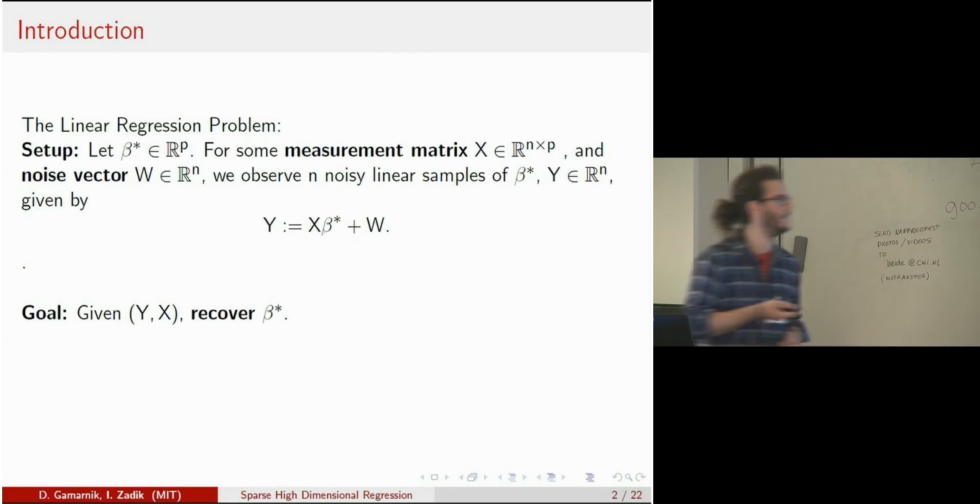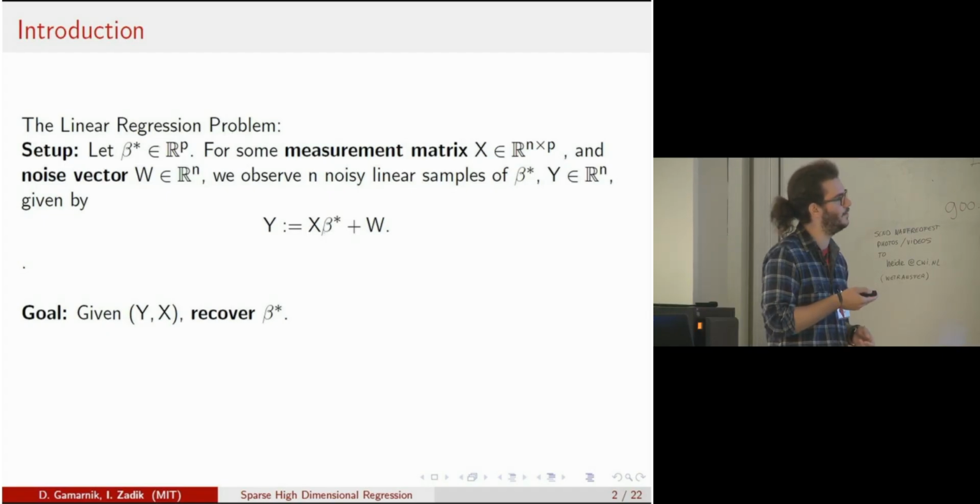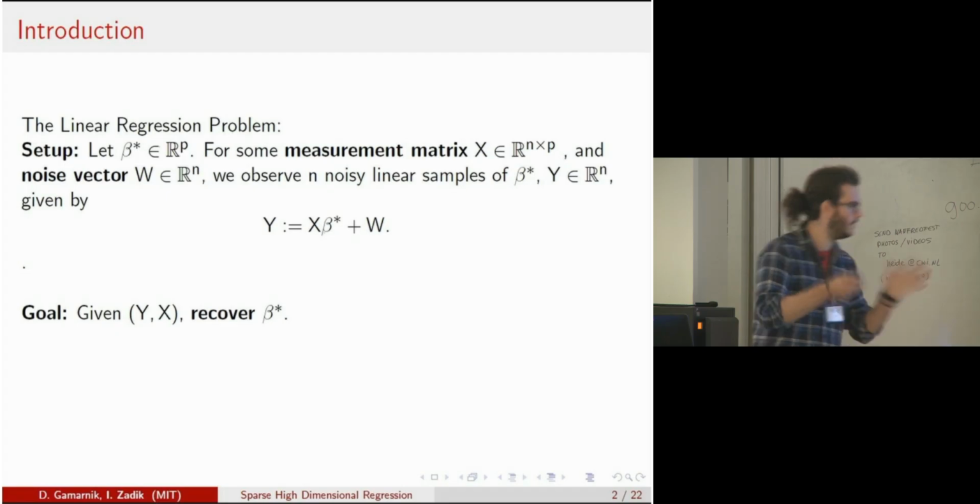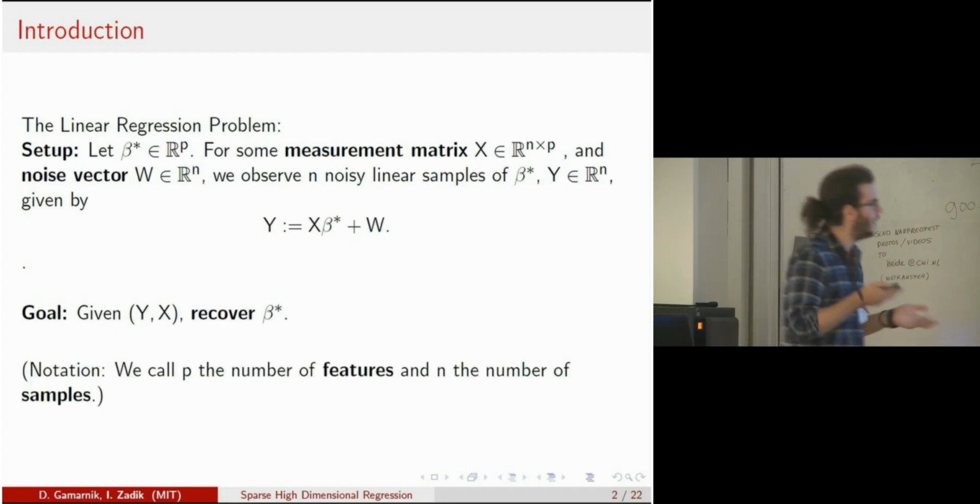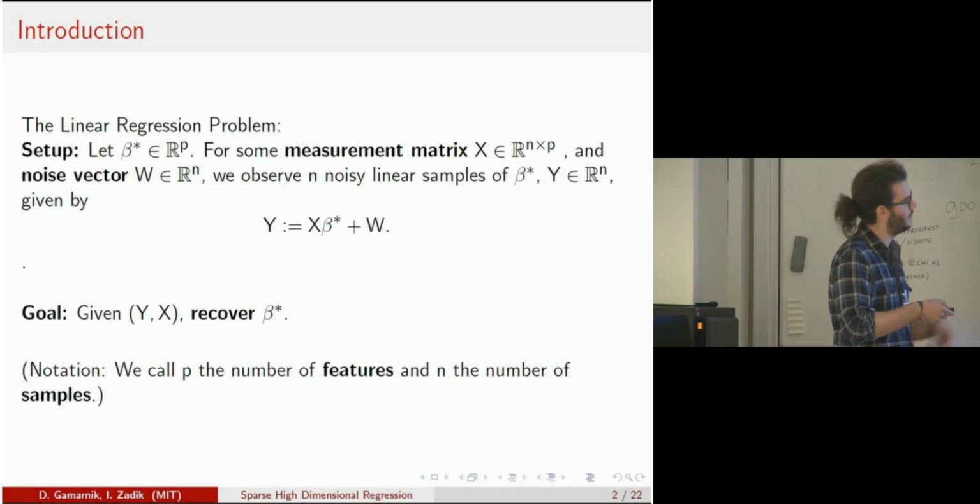What is the task? The task is simple: given the knowledge of Y and X, and not W, to recover beta star in some appropriate way that you define. The notation is simple, but let's agree on this: P is the number of features of the model, and N is the number of samples.